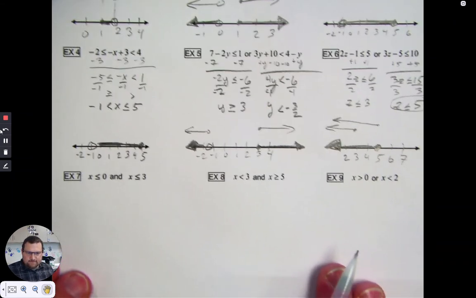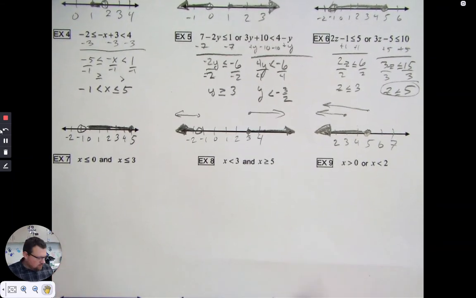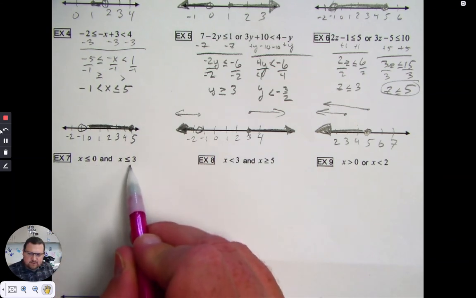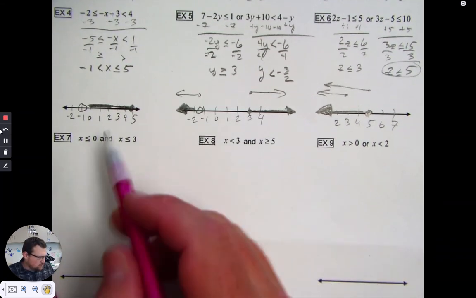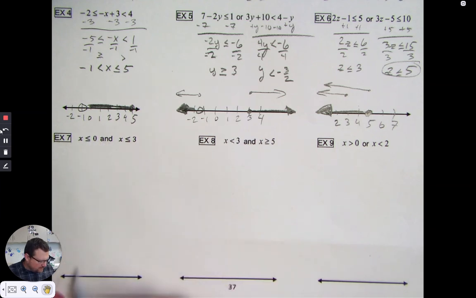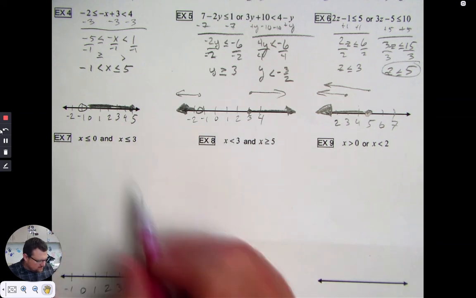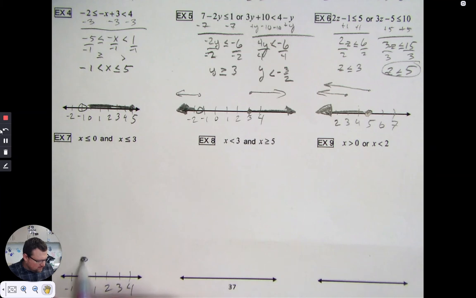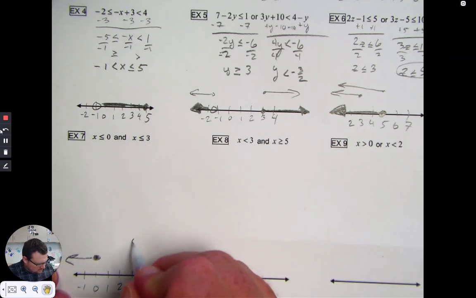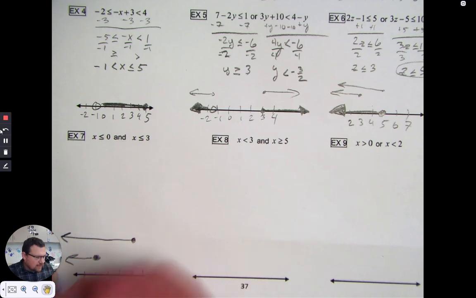Okay, on to number 7. Okay, we have x is less than or equal to 0, and x is less than or equal to 3. So this AND is what's really important here, right? Because it says and, so it has to work for both of them. So when we look at this, -1, 0, 1, 2, 3, 4. So x is less than or equal to 0 would be a closed circle at 0 with an arrow pointing to the left. Okay, and then x is less than or equal to 3 would be a closed circle here with an arrow pointing to the left.